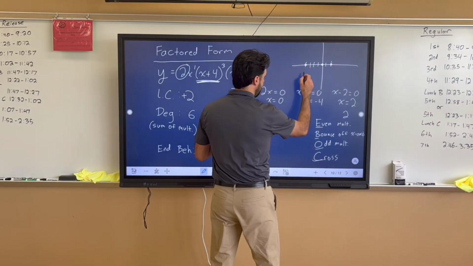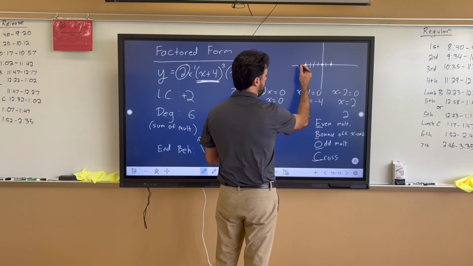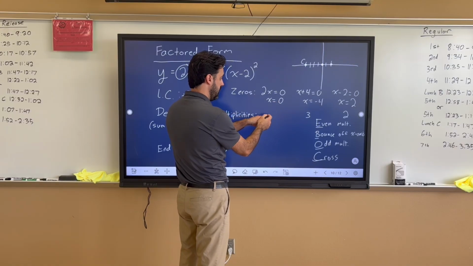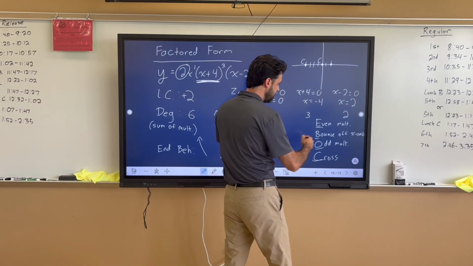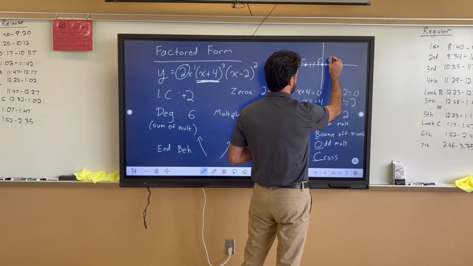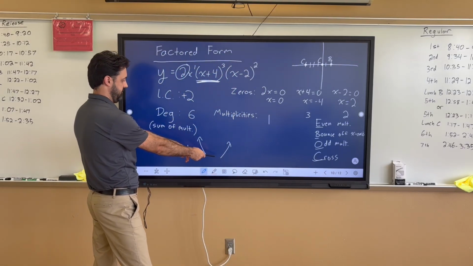So at x equals -4, there was an odd multiplicity of 3, so I'm going to put a C for cross. At 0, it was also an odd multiplicity of 1, so I'm going to put a C for cross. And then at 2, we had an even multiplicity of 2, so that's going to bounce. Now, we already know the end behavior.